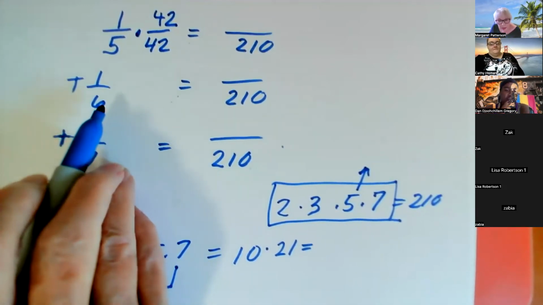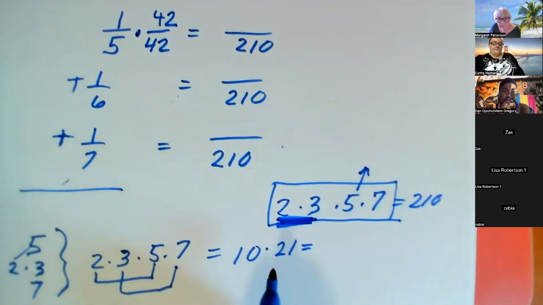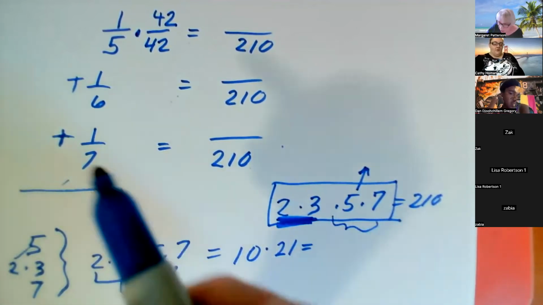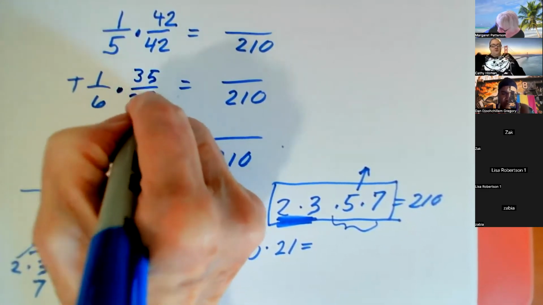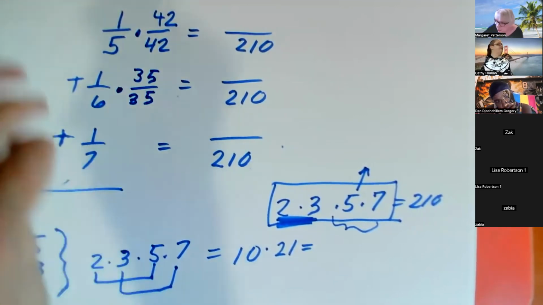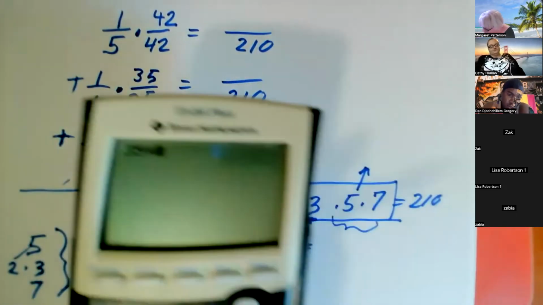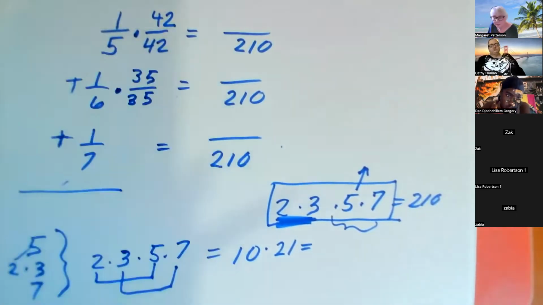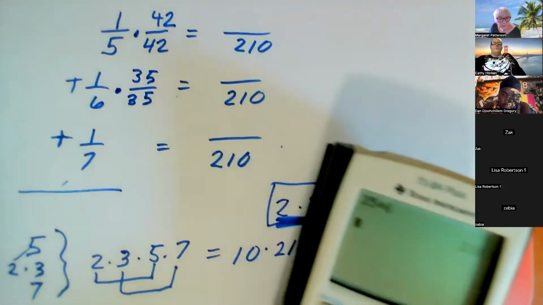When you had 6 and you wanted to turn it into 210, here's what 6 looks like. What do you still need? You need 5 times 7, which is 35. Now, if you don't believe me, 35 times 6. Can you see it?